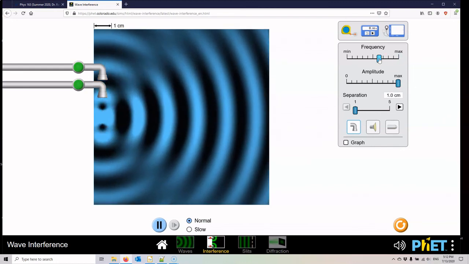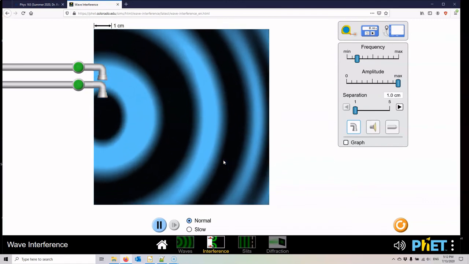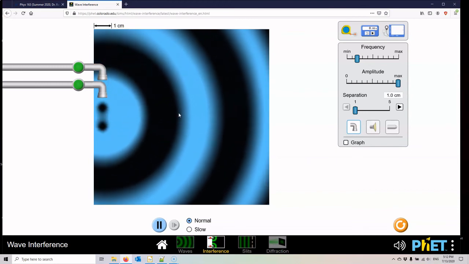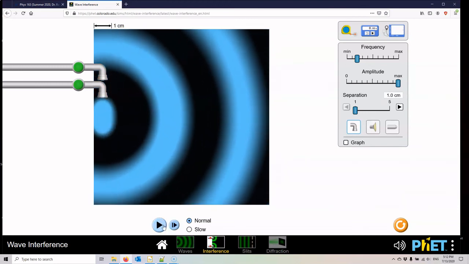If I make the frequency lower, so I'm making the wavelengths a lot greater, you can tell now I can't see very much at all. Why not? Well, I've made the wavelength, in this case, significantly longer. The wavelength is from here to here. It's significantly longer than the separation between the sources, and so it's hard to find points where they're more than, say, half a wavelength apart. The path difference is more than half a wavelength.